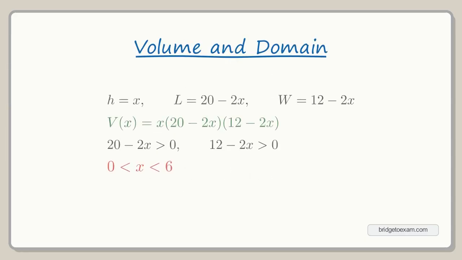For an open box made by cutting squares of side x from a 20 by 12 rectangle, the height is x. The new length is 20 minus 2x, and the new width is 12 minus 2x. The volume model is x times (20 minus 2x) times (12 minus 2x). The context requires 0 less than x less than 6.